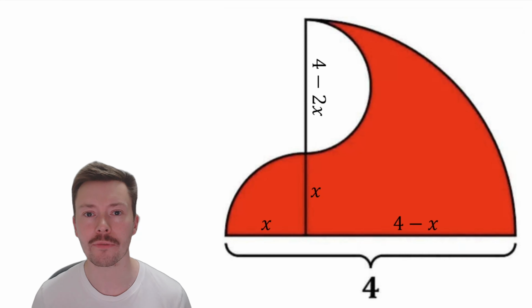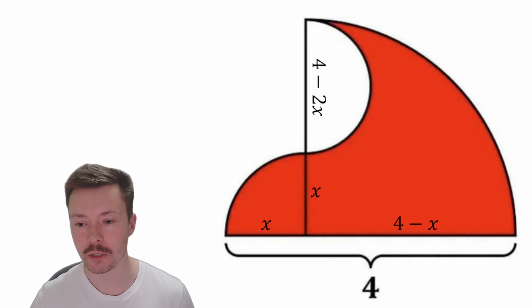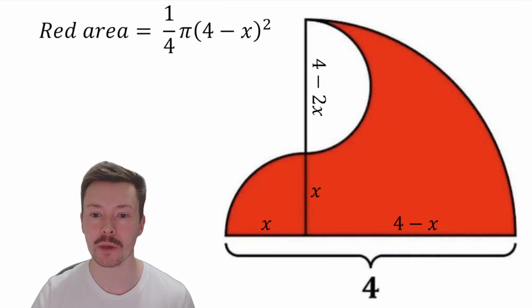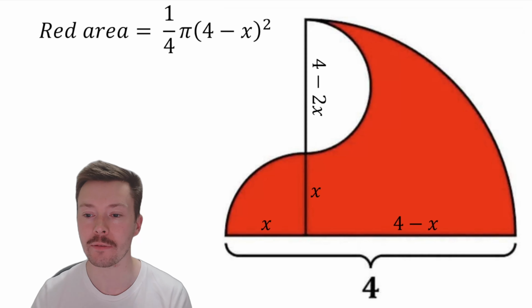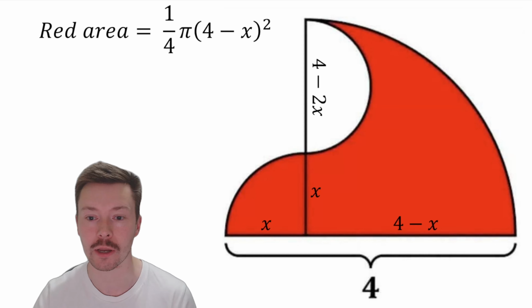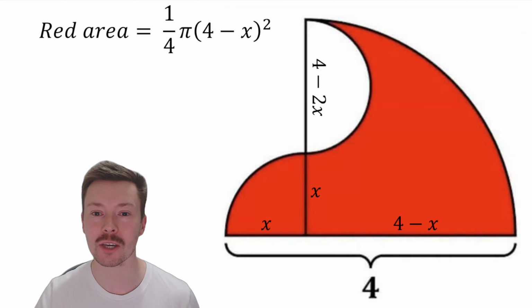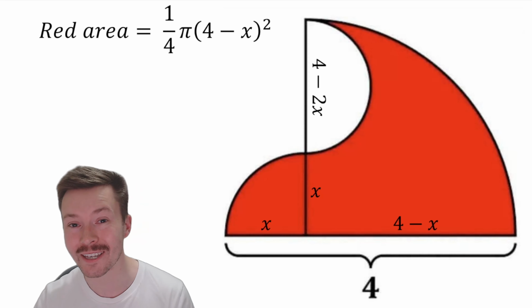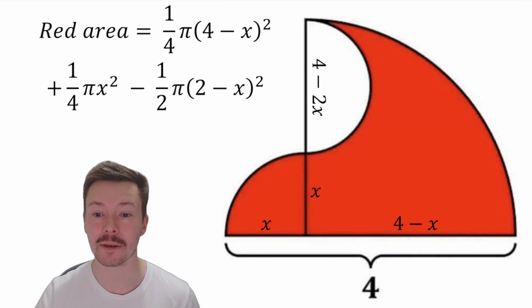Okay, so we can start formulating what the area would be in terms of X, because we've got it all in one variable. So the red area is going to be a quarter pi r squared for the large quarter circle, so a quarter pi times 4 minus X all squared. And then we're going to add on the small quarter circle, which again is a quarter pi X squared, because X is the radius. And then we're going to subtract a half, because it's a semicircle, pi times 2 minus X, because that's the radius, squared, just like that.